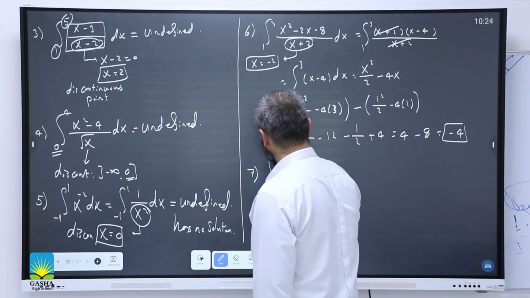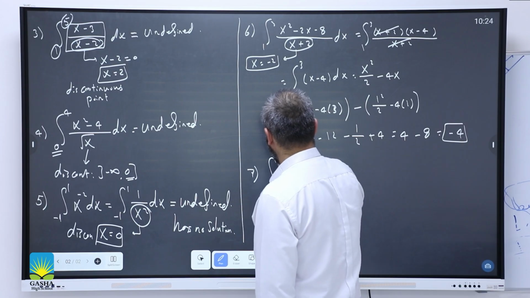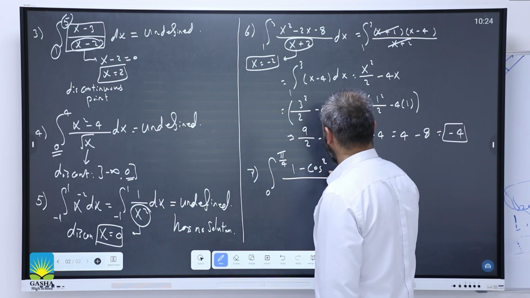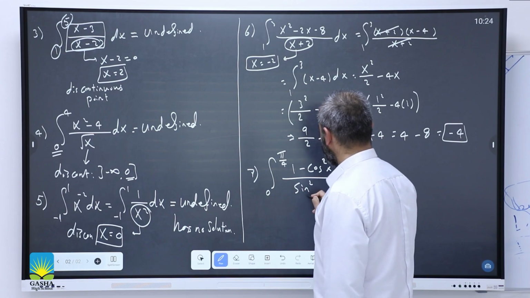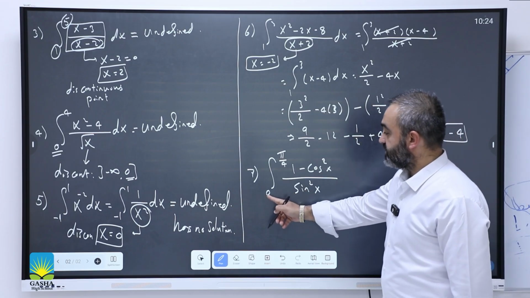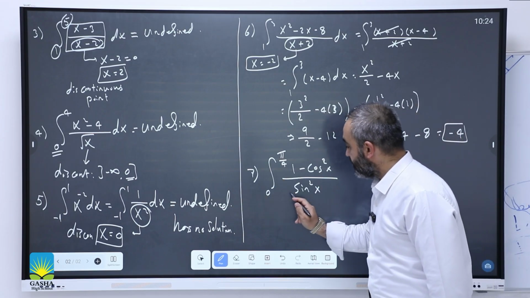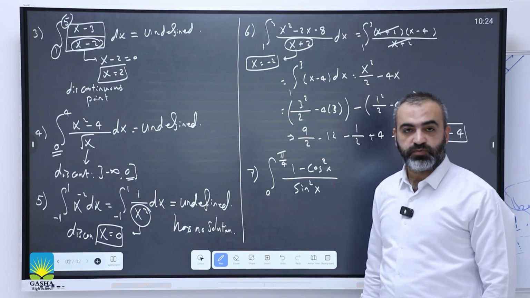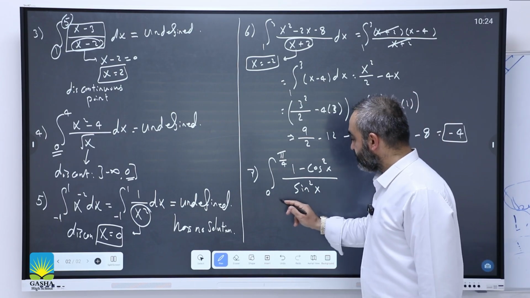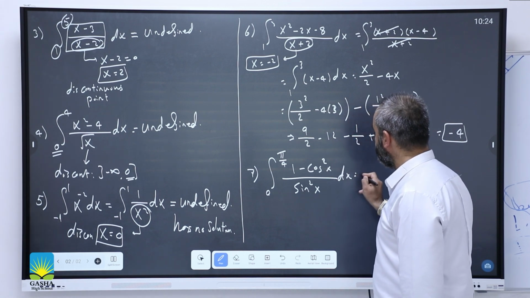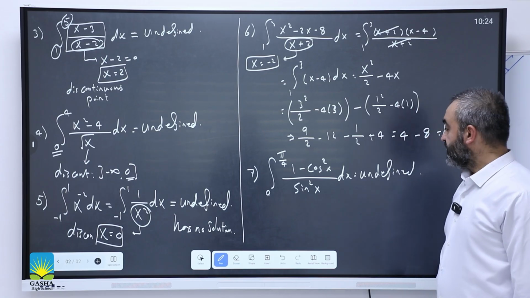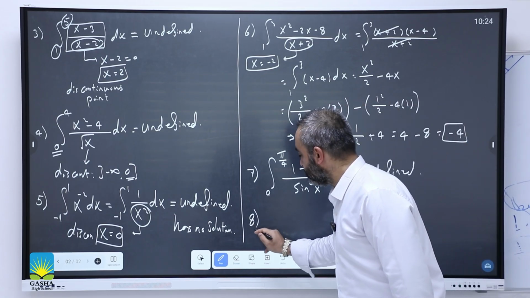Number 7: the integral from 0 to pi over 4 of (1 minus cosine squared x) over sine squared of x. If we look at 0 to pi over 4, 0 is the discontinuous point of sine squared. So, sorry, this is undefined.